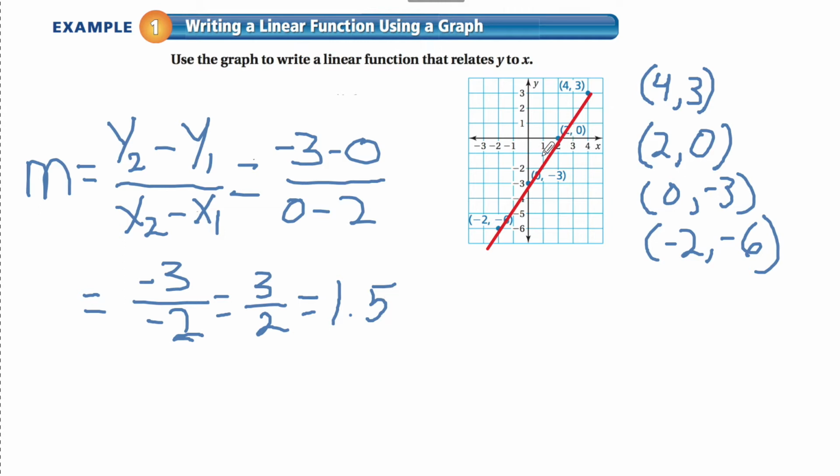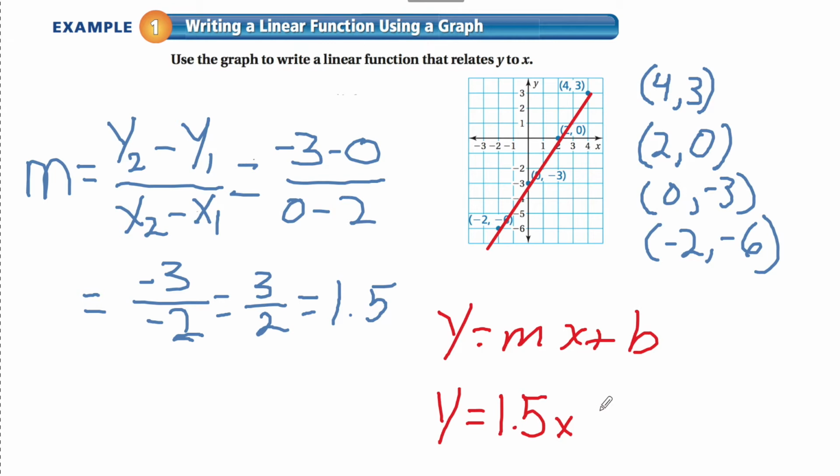If we look at this line, we see that it crosses the y-axis at the point (0, -3). Anywhere that x is 0, this will be our y-intercept. So let's write this as a line. It's y equals mx plus b. So y equals, just plug in our slope, 1.5x, and our y-intercept is -3. And that's it. That's our final answer to example 1.